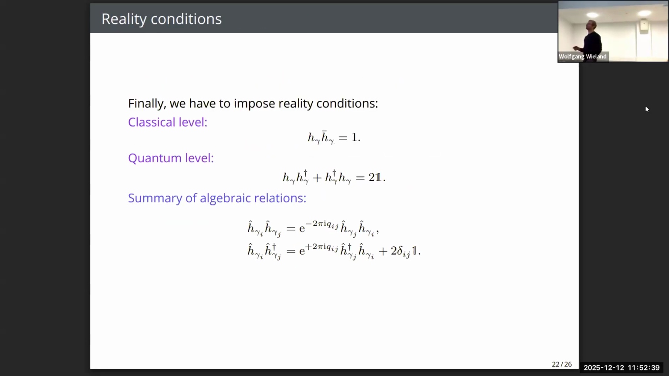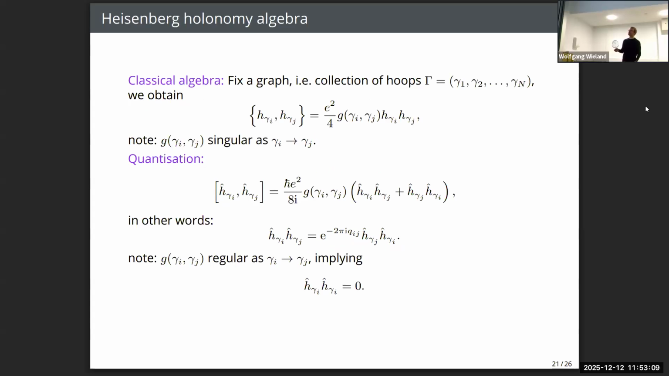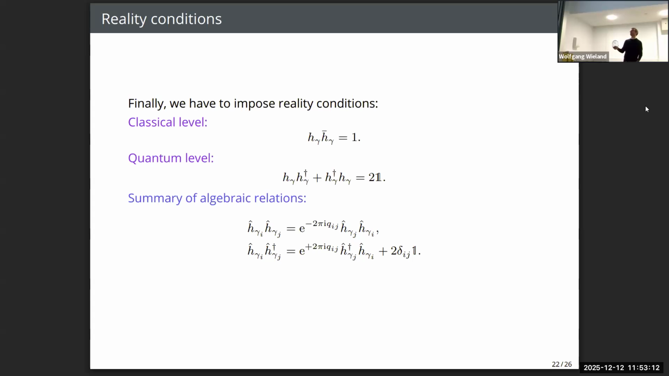But then on top of that, we have reality conditions. So at the classical level, the holonomy is just a phase, which means that the holonomy with its complex conjugate gives 1. Now we have to represent this at the quantum level. The easiest way is to just say that we use here a symmetric ordering, and then on the right-hand side get the identity. And if you now combine these algebraic relations with those ones, you can summarize them as follows, where you also take into account that h bar gamma should be just h gamma to the -1.